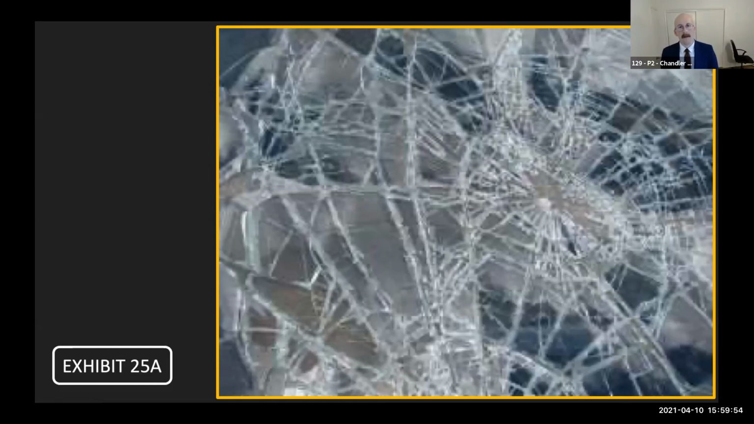How many of the defendant's windows were laminated? Zero. How many of the defendant's windows were treated with those protective chemicals? Zero.